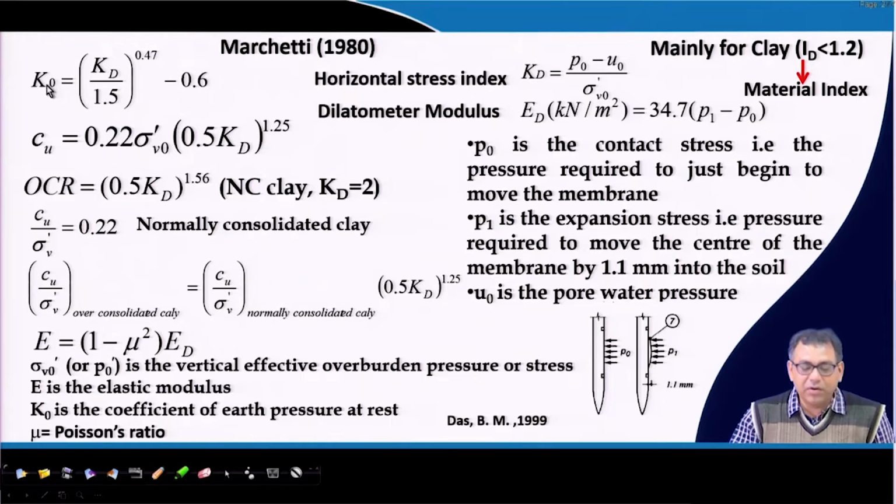Those properties are K0, the coefficient of earth pressure at rest. This is the expression, the correlation. Then undrained cohesion, this is the expression, with Kd and again the effective overburden pressure. Then over consolidation ratio is (0.5 Kd) to the power 1.56. You can see that for normally consolidated clay, Kd value is equal to 2. So, if your soil has a Kd value of 2, then we can say this is a normally consolidated soil. And if it is more than 2, then it will be an over consolidated soil.